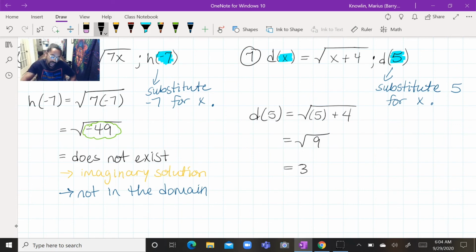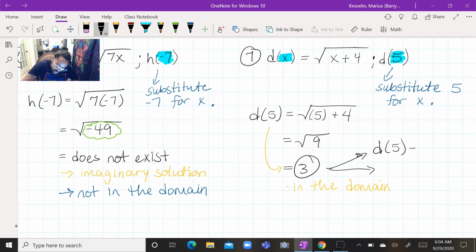Now, because there is an answer here, we actually get an answer. This means that this is in the domain. Alright? And our solution was 3. So we already know 2 different ways we could write this. One way we could say, d of 5 is equal to positive 3. Or we could say when x is 5, y is 3.